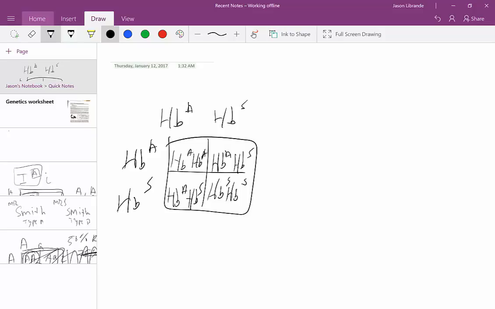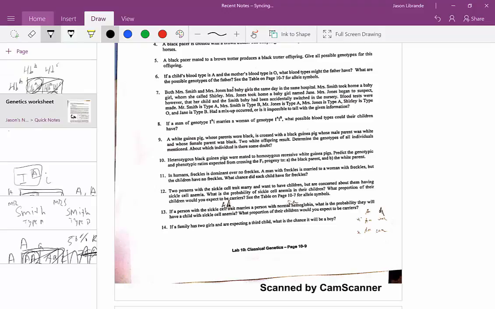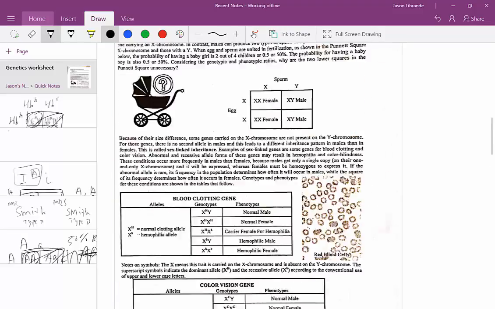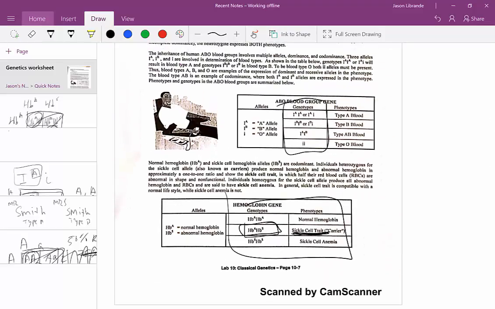Okay, so it looks like we have 50% sickle cell trait carriers, one healthy child, and essentially a 25% chance of having a child with sickle cell anemia. And that answers the question. So what's the probability of their child having sickle cell anemia? That's 25%. And what proportion of the children would we expect to be carriers? So that's 50%. So a pretty straightforward question, as long as you read this information right here.